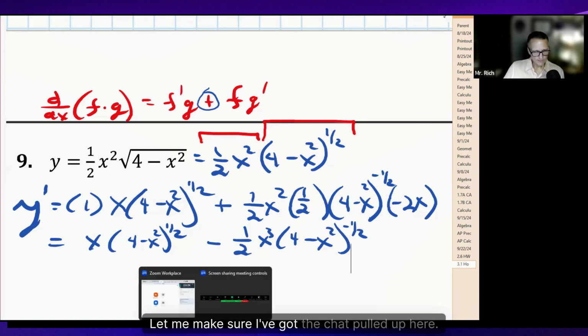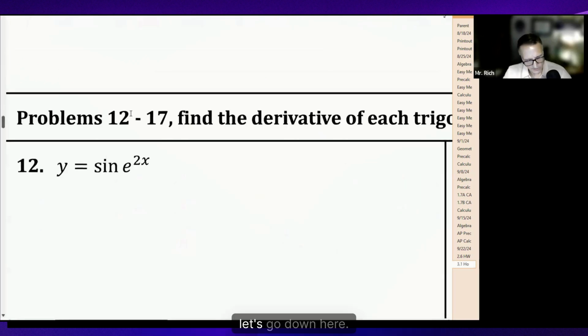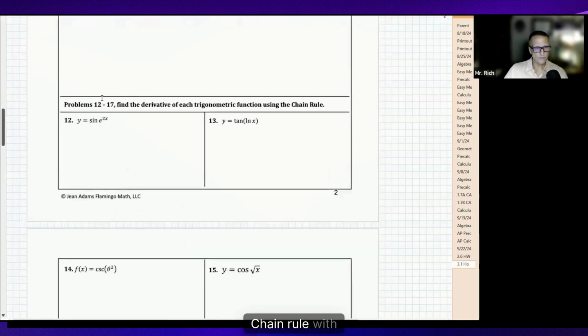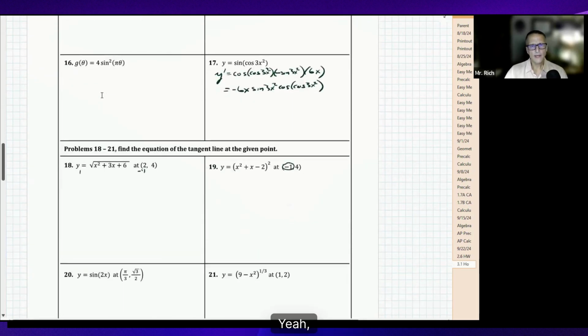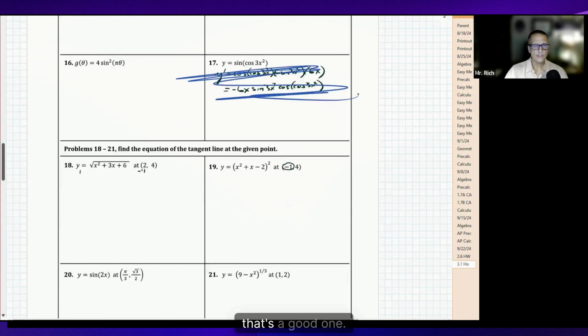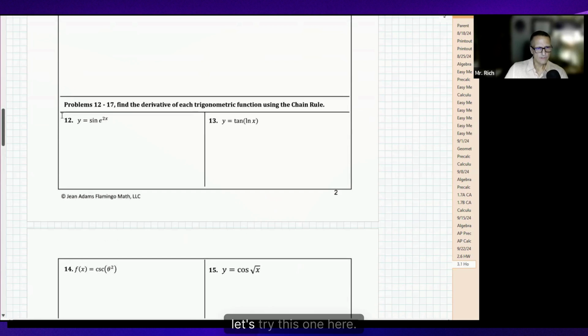Let me make sure I've got the chat pulled up here. There we go. All right, let's go down here. Chain rule with some trig functions. Yeah, that's a good one. We will do that one, and yeah, let's try this one here.